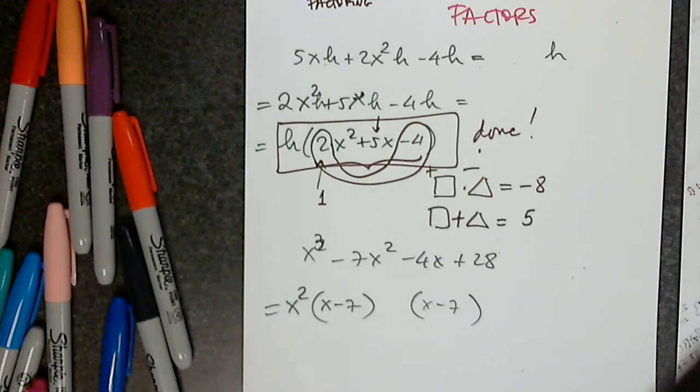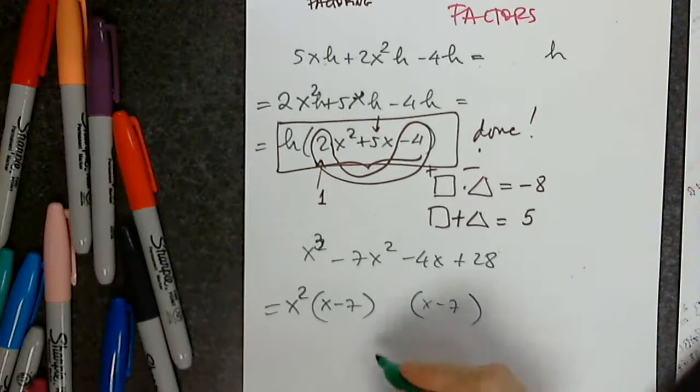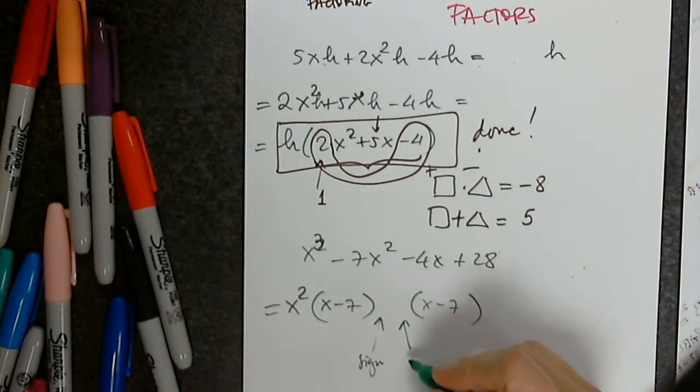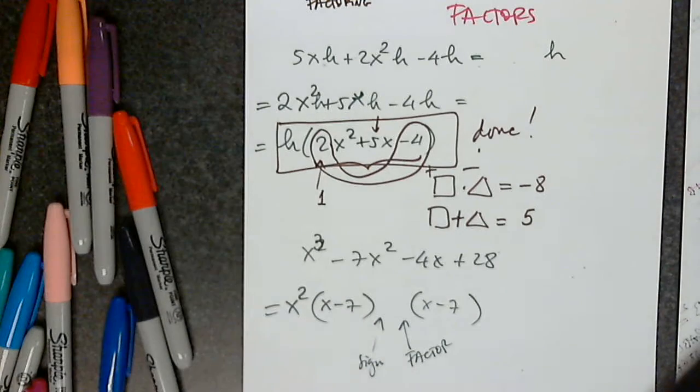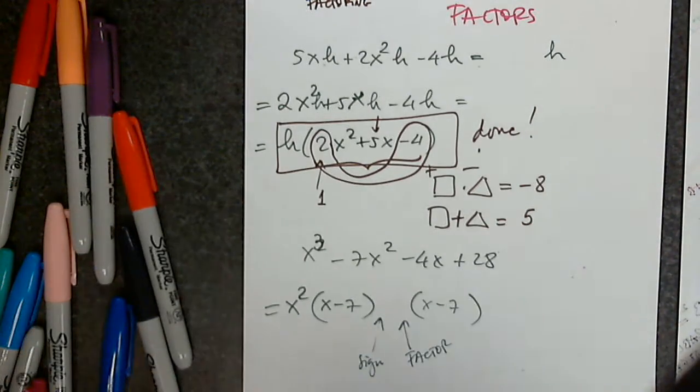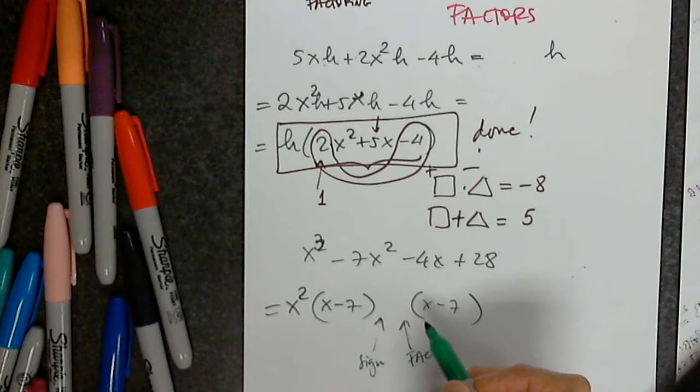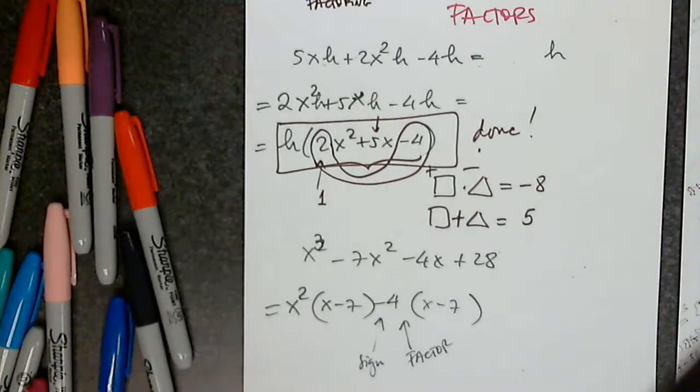Okay. So now I look. I need a sign, and I need a factor. If you just put the sign without the factor, or just the factor without the sign, you're not going to get the answer. So what is the sign and what is the factor? Minus 4. Perfect. Let's check. Negative 4 times x is negative 4x. Negative 4 times negative 7 is 28. So if you don't copy x minus 7, you may be tempted to write x plus 7, and then you're not going to get anywhere. So write it first, and then look.